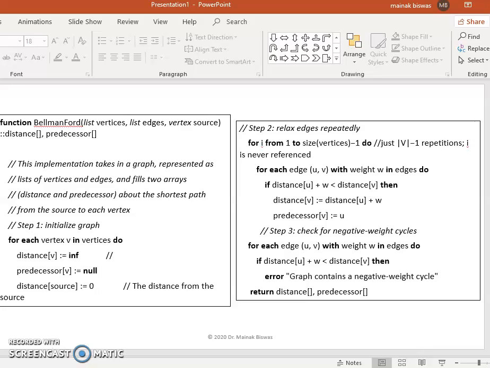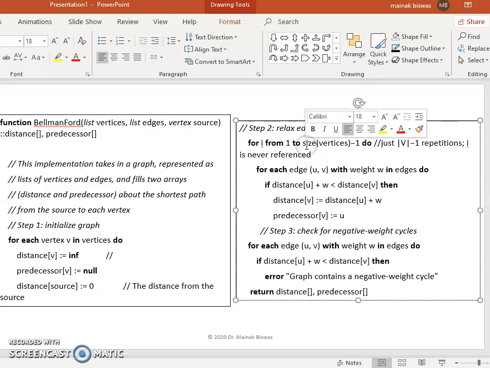So this is the Bellman-Ford algorithm, where we initialize the graph so that the source distance is kept at 0 and the distances for all other vertices are kept at infinity. In this algorithm, there are two for loops, so basically it's a big O of n squared algorithm. The first for loop runs from 1 to n minus 1, that is, vertices minus 1. So if there are 5 vertices, it runs 4 times.